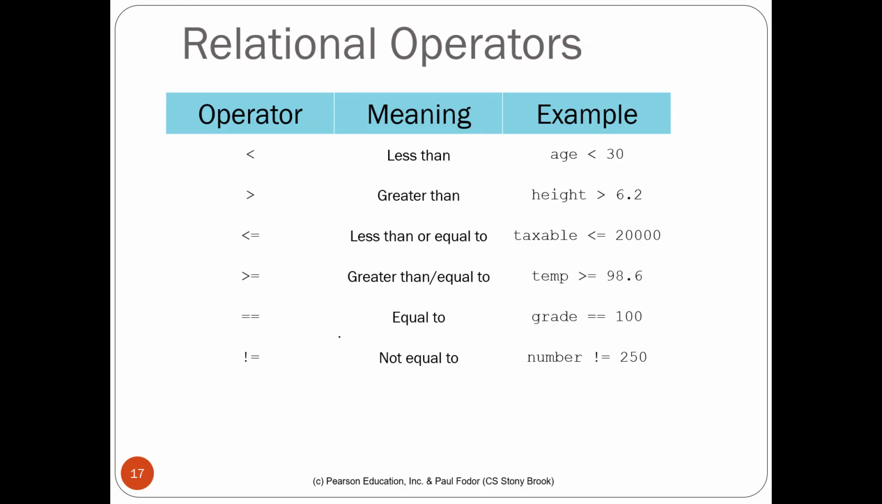Alright, you have these relational operators that I had in the previous slide. It is more systematic, because every operator has its meaning and an example. This is a less than operator, so you can use age is less than 30. That's an example. Greater than, height is greater than 6.2. Less than or equal to, taxable is less than or equal to 20,000. Greater than or equal to, similarly, temperature is greater than or equal to 98.6. For equal to, you need to use this operator. And then not equal to, you'll be using an exclamation mark followed by the assignment symbol. Number not equal to 250. Grade is equal to 100.